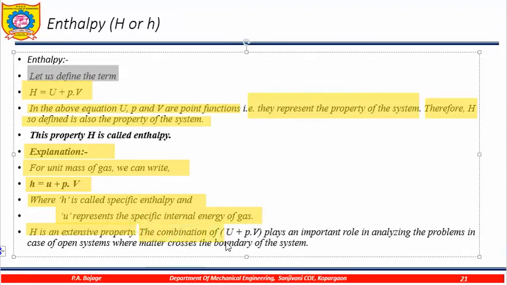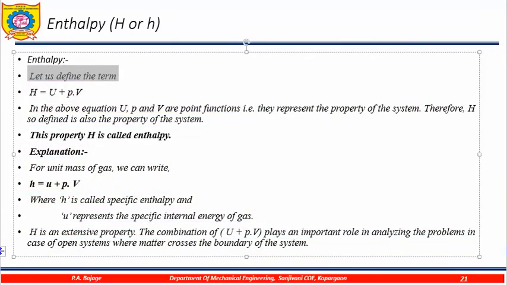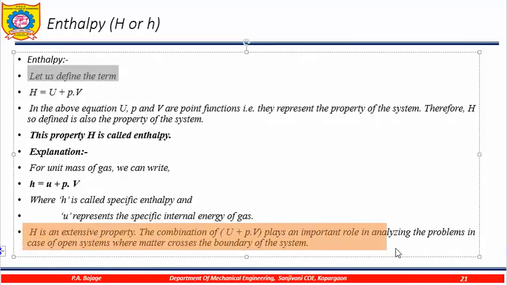The combination of U plus PV plays an important role for analyzing the problems in the case of open systems where matter crosses the boundaries of the system. So, this is again a very important parameter you need to remember. Always U plus PV plays an important role for analyzing the property of a system.